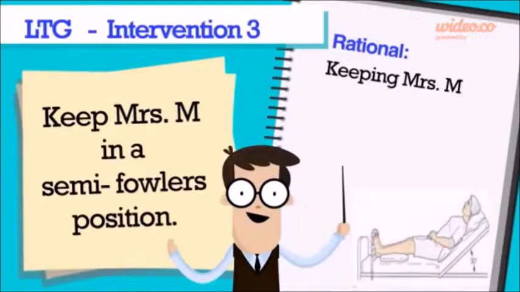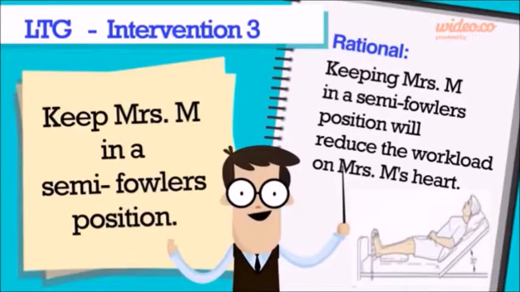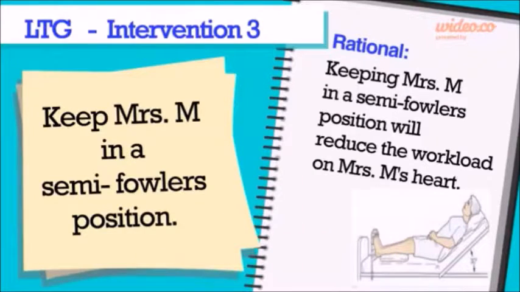Intervention number 3 is to keep Mrs. M in a semi-Fowler's position. Keeping her in that position will reduce the workload on Mrs. M's heart.